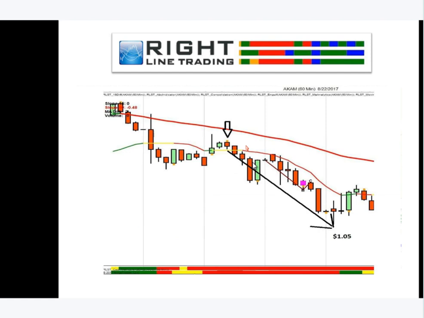Now, this is on Akamai. It's a 60-minute chart. Traders always ask me, can you swing trade it? Can you trade longer-term time frames? And you absolutely can. This is a 3-day trade that nets you $1.05 on a stock that's very moderately priced.